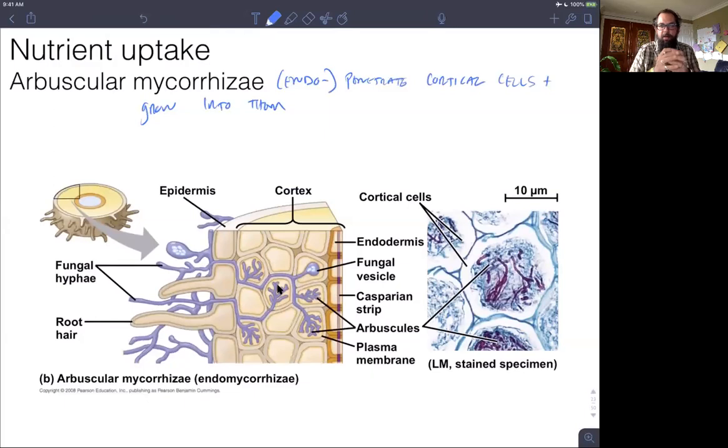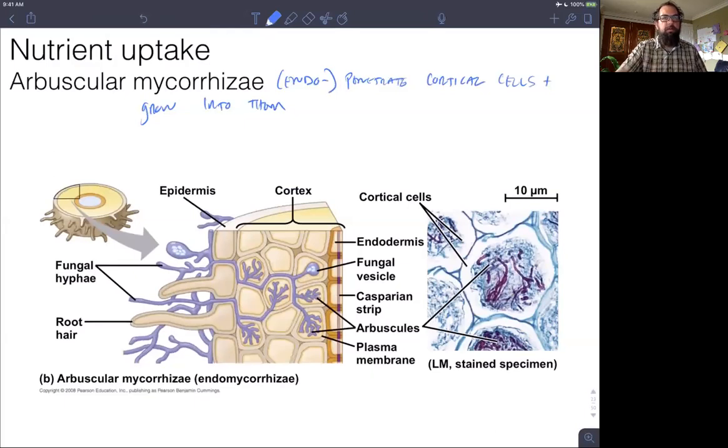We see these branching forms of the fungal hyphae inside, and these are the arbuscules. We see them growing into those cortical cells, and this is just a more direct interaction, and so a bit more efficient in terms of obtaining those sugars and delivering those nutrients and water to the plant. But still a mutualistic relationship between fungi and plants.